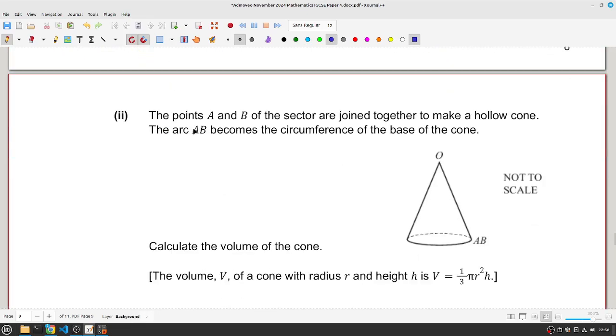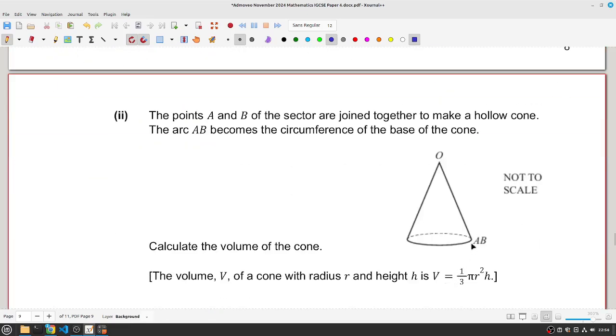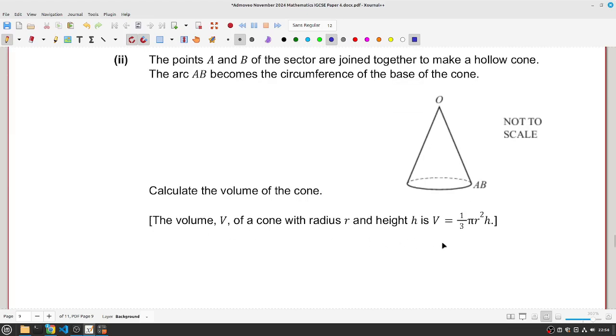Okay, the points A and B of the sector. So here, A and B, they join it together. Imagine how that works to form a cone like this. So A and B, this part here, is now joined together. Okay, calculate the volume of the cone. The nice thing is, we don't need to know the formula for a volume of the cone. They give that to us.